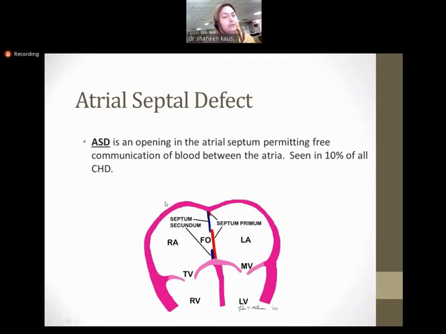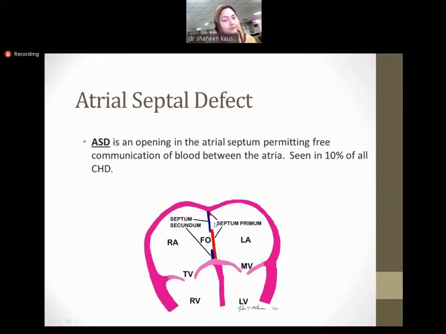Let's discuss each defect in detail. Atrial septal defect. As you know from your embryology, there are two atria, right atrium and left atrium, and during development a septum develops between the two atria, separating them.